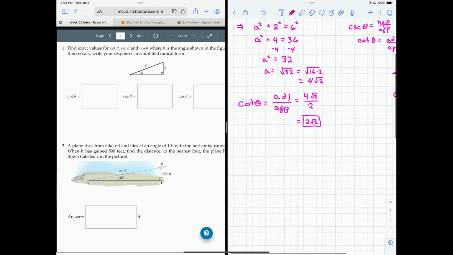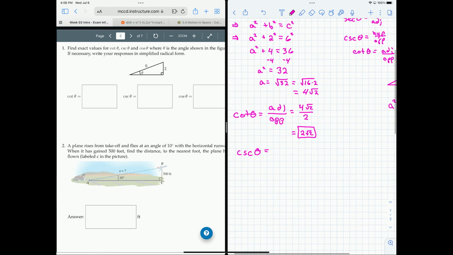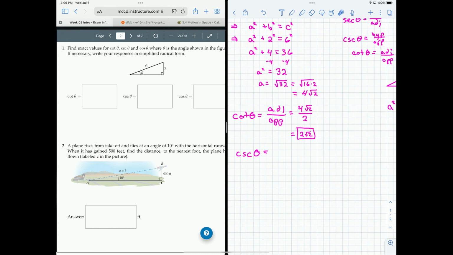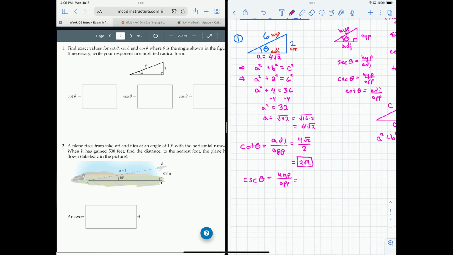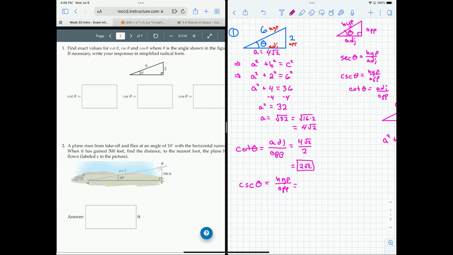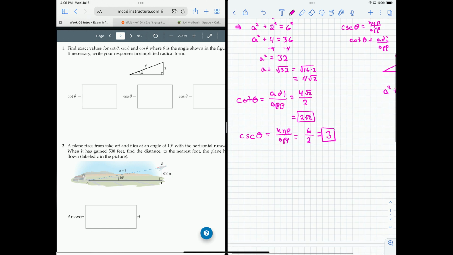Then we got the second box, cosecant theta. Again, we just look at our formulas: hypotenuse over opposite. Reading our triangle, the hypotenuse is 6 and the opposite is 2. So that is 3, and that's what goes in our second box.